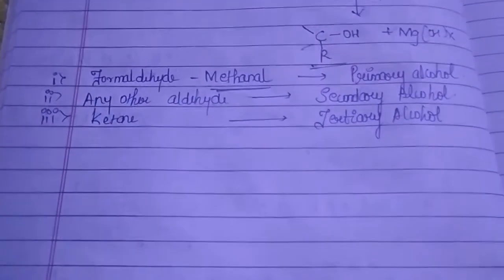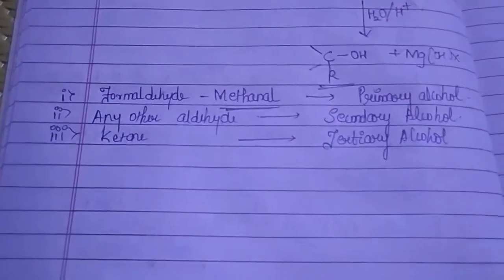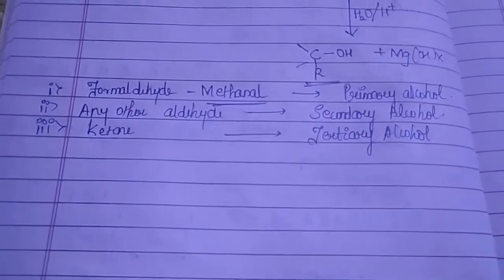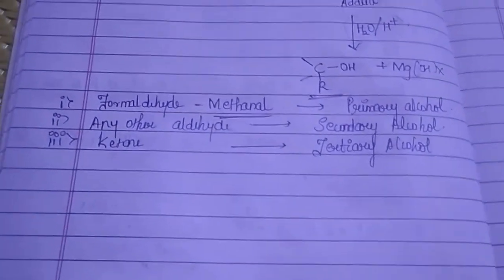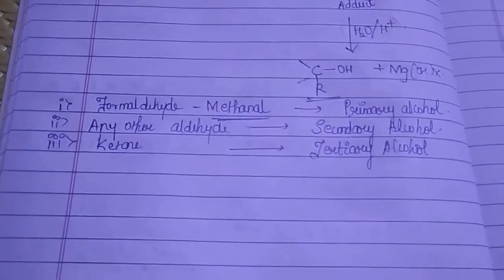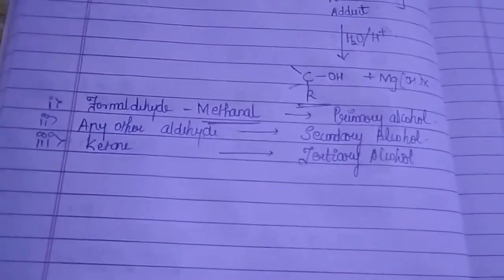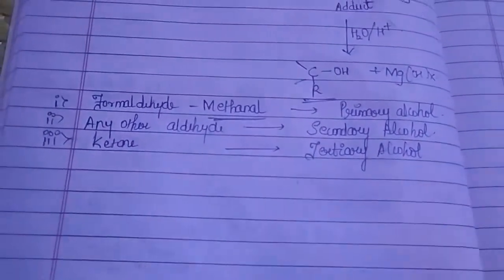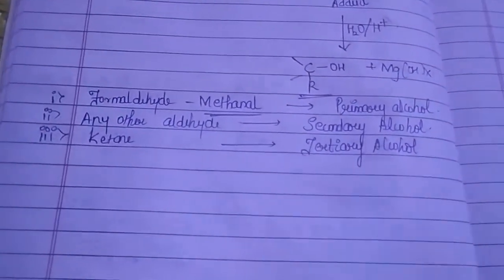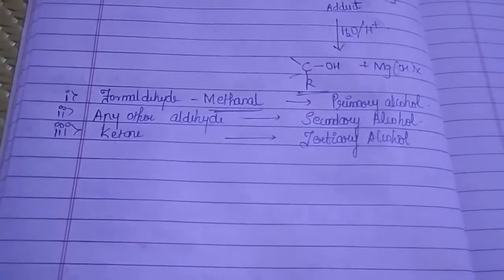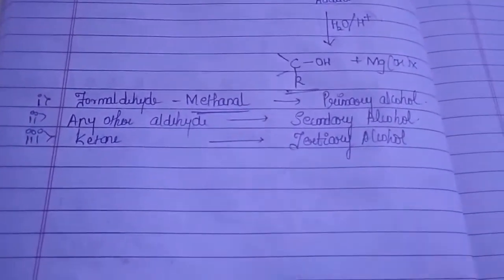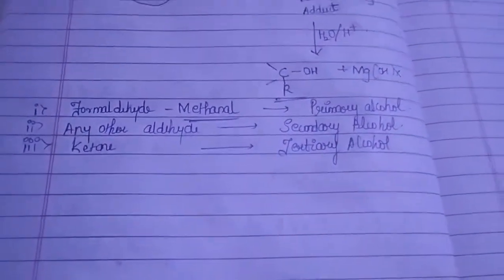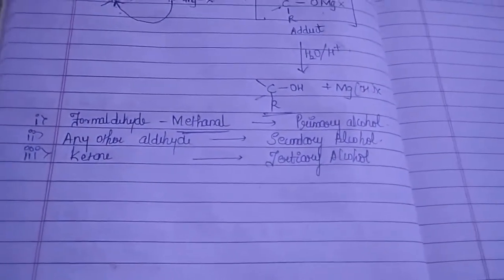So in our previous video, what did we see? Whenever we did the reduction of an aldehyde in the presence of hydrogen and a nickel, palladium or platinum catalyst, we got a primary alcohol. There we were specific: any aldehyde you choose, you get a primary alcohol. If you choose a ketone, we got a secondary alcohol. Are you able to understand the difference?